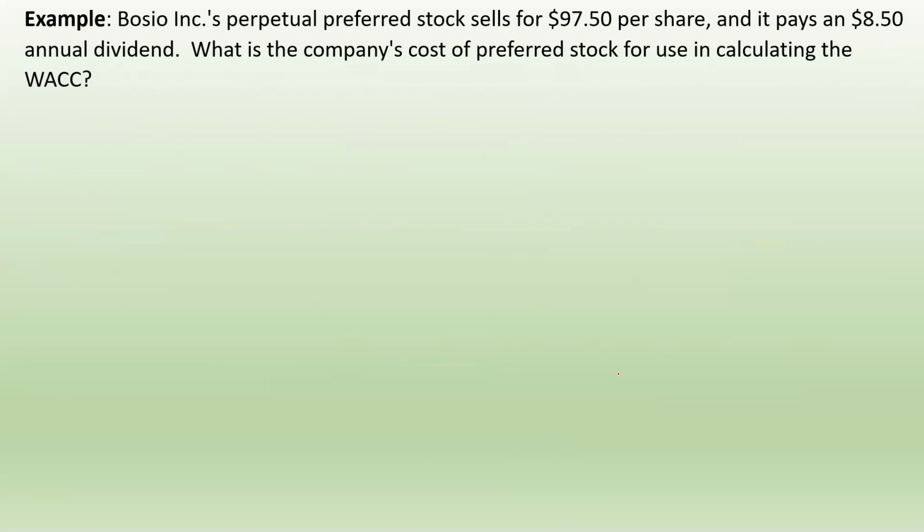Perpetual preferred stock sells for $97.5. This is the price for the preferred stock, and the dividend is $8.5 per year. Then the cost of preferred stock is the dividend divided by price. It's 8.718%, which means the firm has to pay 8.718% to the investor, so the firm can use the preferred capital.